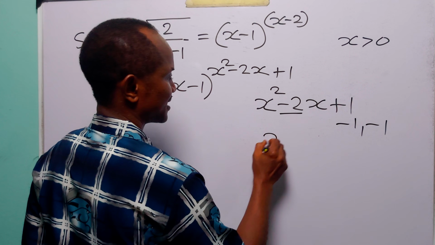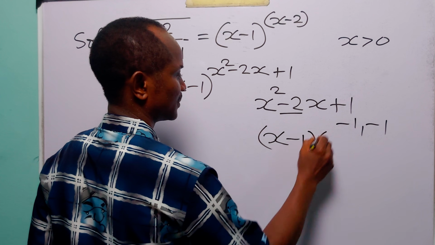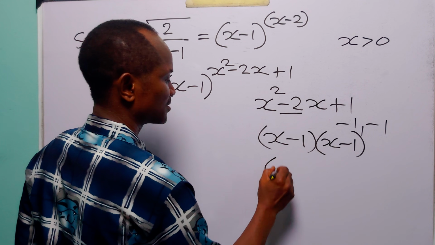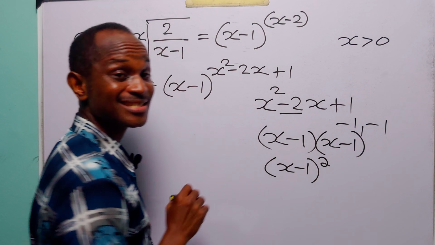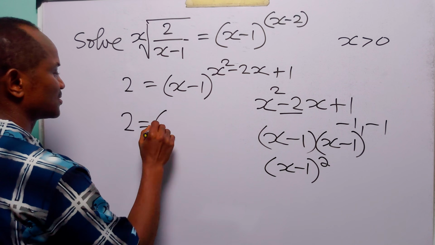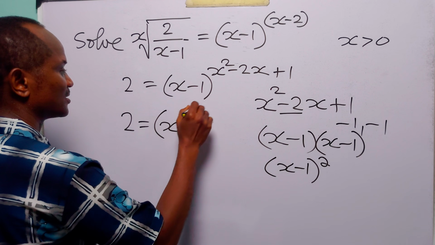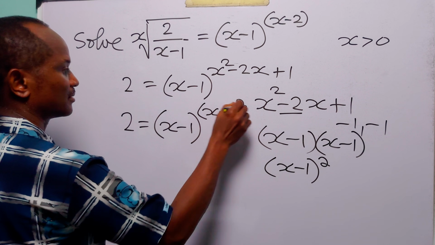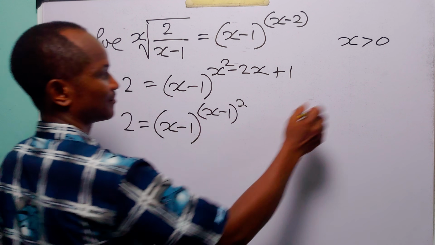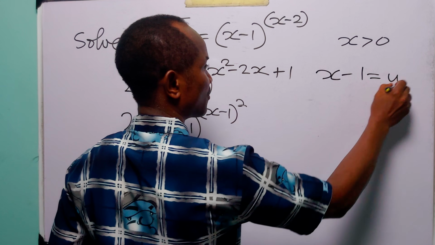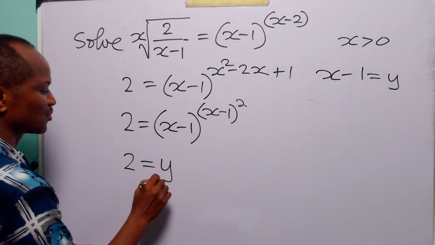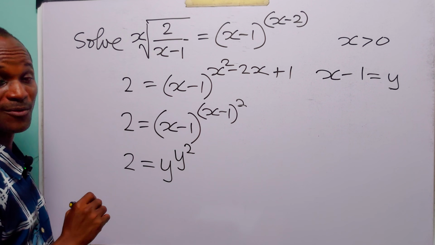Now, we have this as x minus 1 times x minus 1. And of course, this is equal to x minus 1 squared. So that means that we can write this equation as 2 is equal to x minus 1 to the power x minus 1 squared. Now, to simplify this equation, let x minus 1 be equal to y. This equation becomes 2 is equal to y to the power y squared.